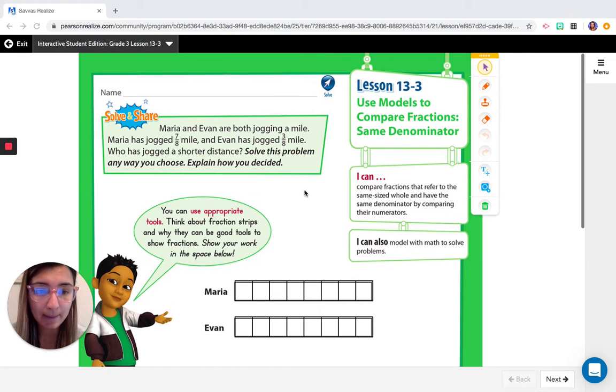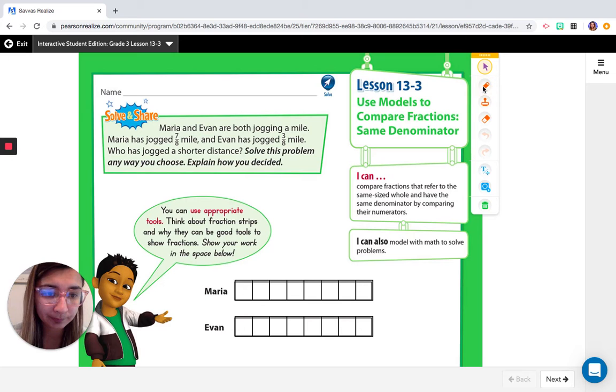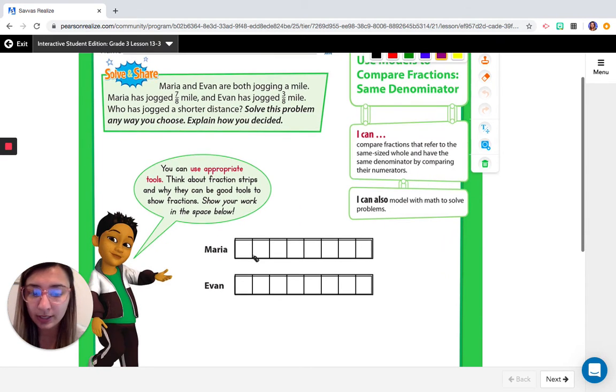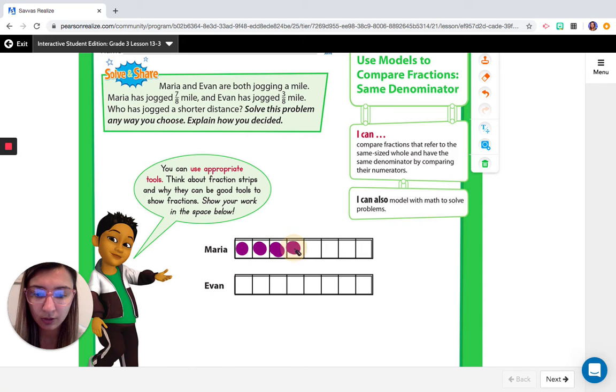So let me get my pen here. And I'm going to make it really big so that hopefully it will fit in there. Let's go with purple for Maria. So we need to do 7. So we're going to have 1, 2, 3, 4, 5, 6, 7. All right, so we showed that.